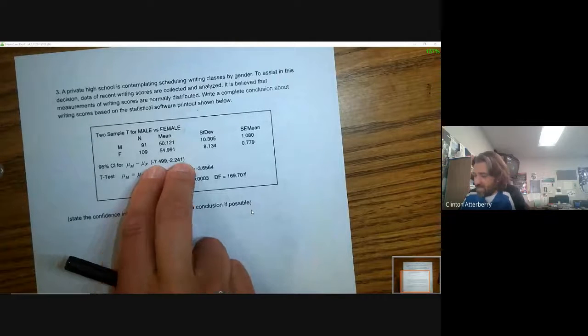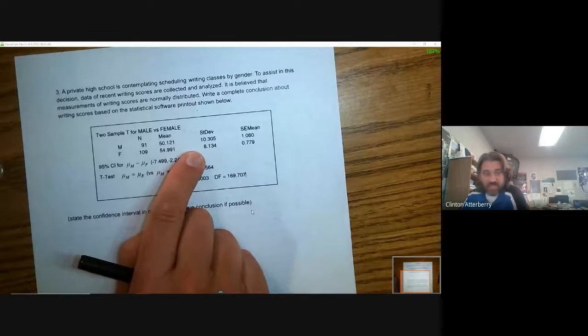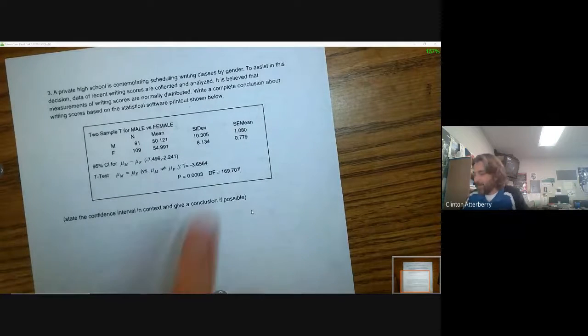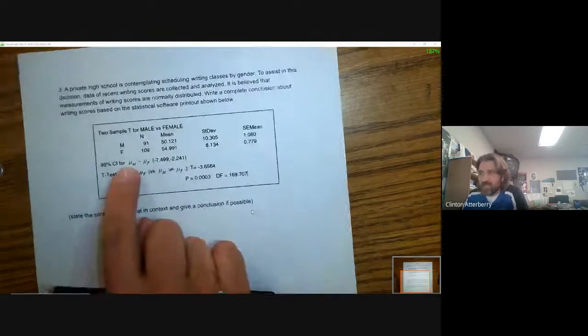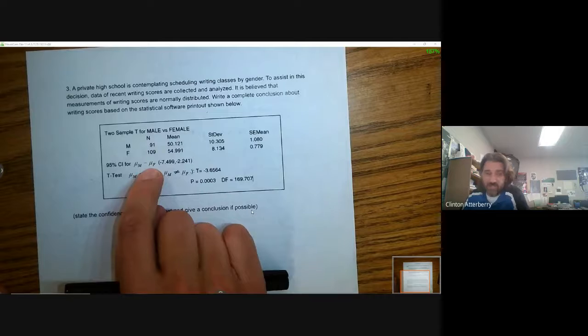Okay, if you think about it for a moment, the females on average scored higher. The standard deviation was less, which means there's less spread in the data, and their scores are generally higher. According to this data, the boys' scores were generally lower, but they had more of a spread. So based on this data, the average true difference is between 7.5 and 2.25, leaning towards the female scores.